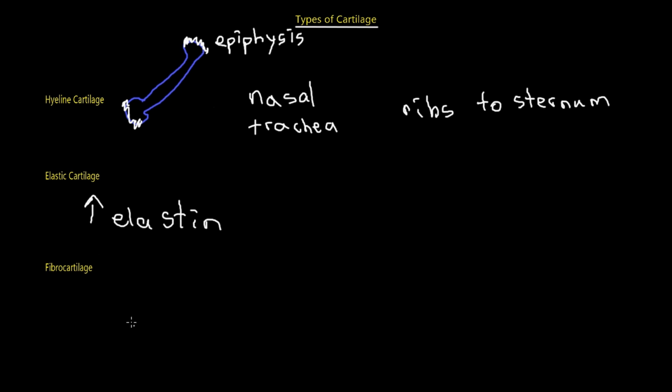Some examples of where you could find elastic cartilage would be the ear. The ear is elastic cartilage. As you can see, it's very mushy and squishy, and it's very movable. And also the epiglottis. And you will learn about the epiglottis once we talk a little bit about the anatomy.